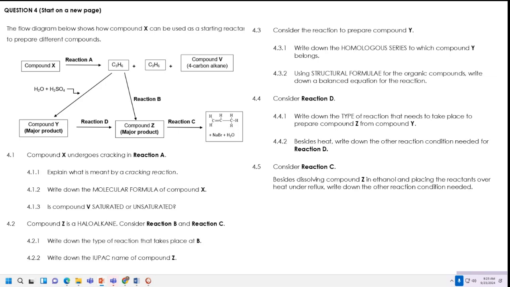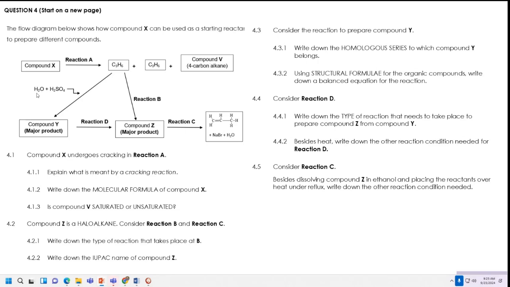So now we have to figure out how this whole story goes. Let's just look and see what we also find interesting here. Take note, here we have a 4-carbon alkane, they tell us. And a 4-carbon alkane, does that not sound like butane? Butane has 4 carbons. So compound V is probably butane. You never know, but let's not jump the gun.